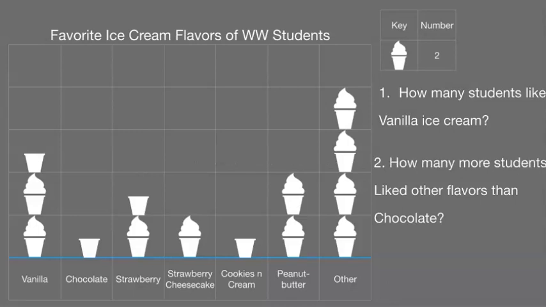Next question. How many more students liked other flavors than chocolate? Let's take a look. When we look at the other, I can count that up, and I would say 2, 4, 6, and 8. And there were some good flavors that were listed on there. Salted caramel, lots of good ones. So 8 students chose other, and 1 student chose chocolate. So I would then set up my equation of 8 minus 1 equals, and that would be 7.